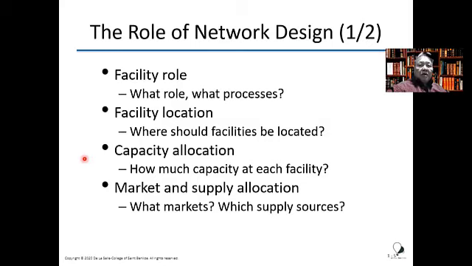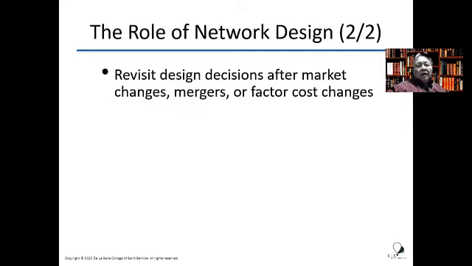Capacity allocation. How much capacity to be used at each of the facilities that you will have installed? Market and supply allocation. What markets? Which supply sources? These are the things that we're going to tackle in this lecture. Then of course, lastly, just like in any other decision, we have to be dynamic and proactive. We have to revisit the design decisions after some changes in the market. In fact, not only change, but you have to monitor closely and be proactive.